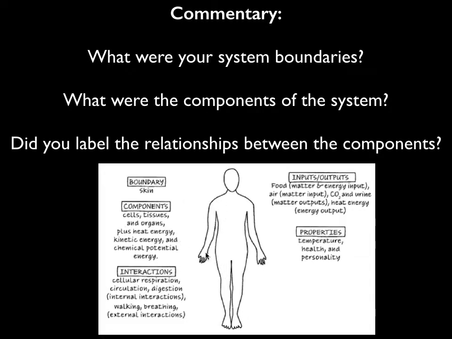Then within that system, there are different components, maybe cells and organs, tissues. There might be energy that's one of the components that you could think about. And then there are ways that those different components interact. Different processes that allow those different pieces to interact, like digestion or cellular respiration, circulation, moving matter or energy from one component to another. We also know that the human system is not going to survive by itself. It's got things that it brings in and stuff that it sends out, inputs and outputs like every other system.